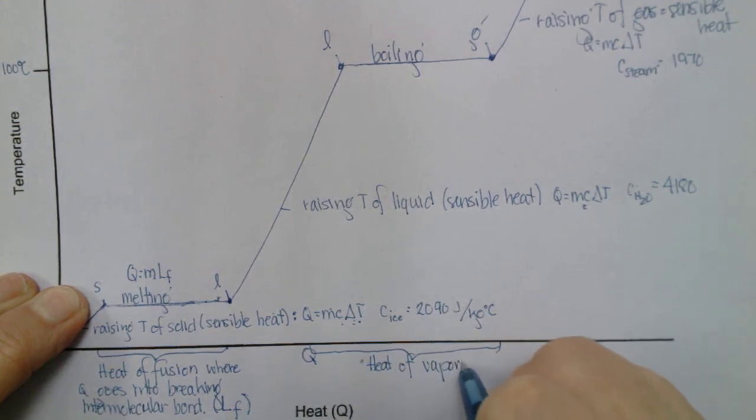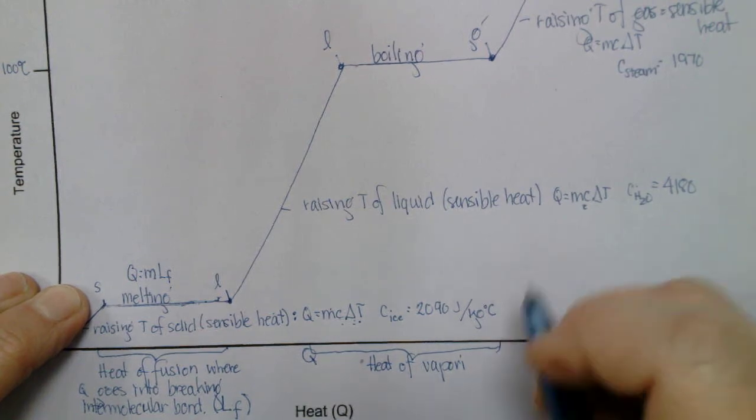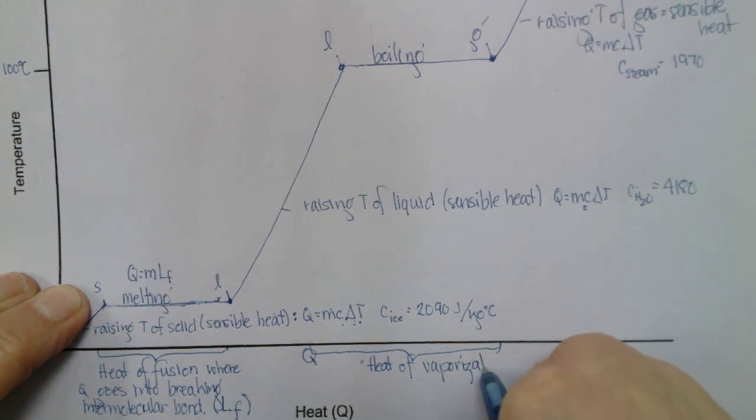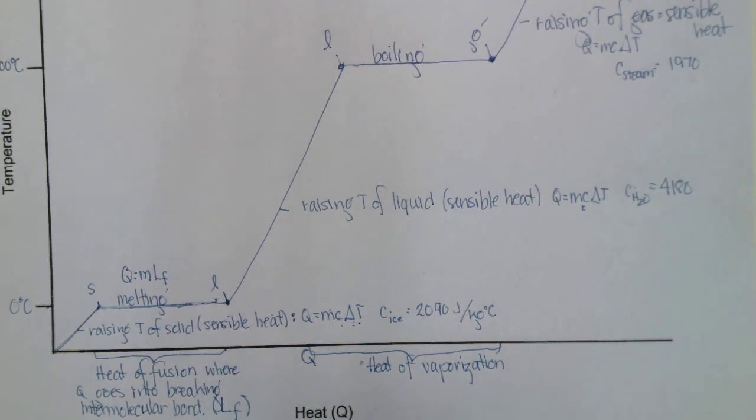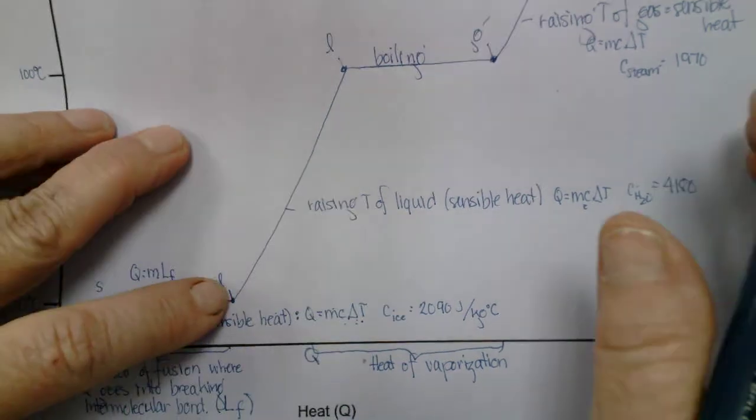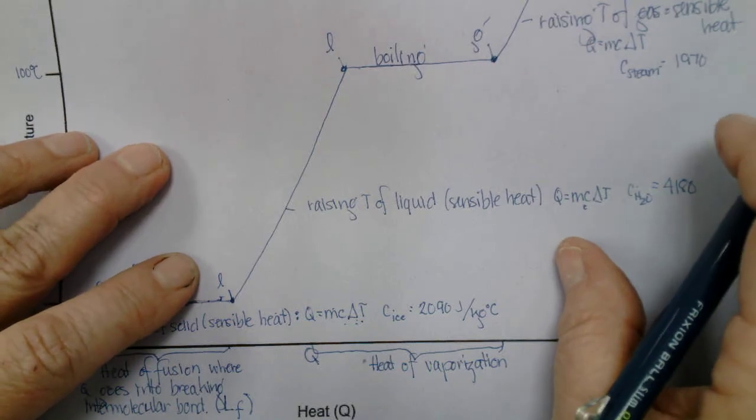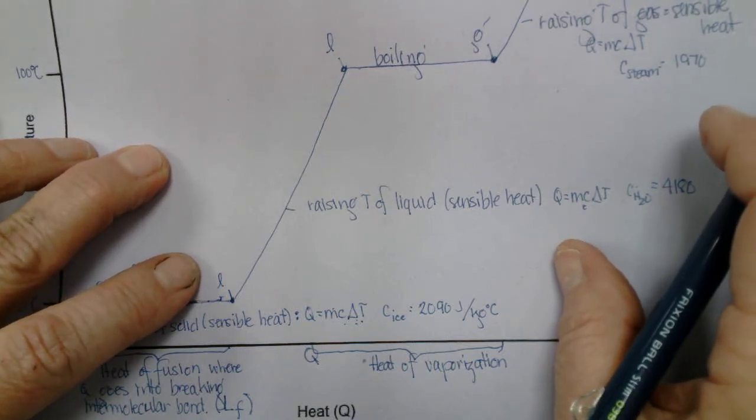And it's the exact same thing, only I'm not breaking the bonds from solid to liquid. I'm breaking the bonds of liquid to a gas. So the heat of vaporization is where the Q goes into breaking the intermolecular bonds of a solid to a gas. I'm sorry, from a liquid to a gas. I think I'm just going to stop here. I don't think there's anything more that I need to say from this graph.